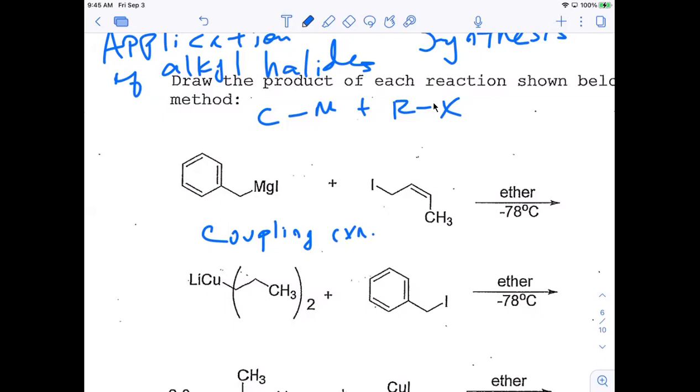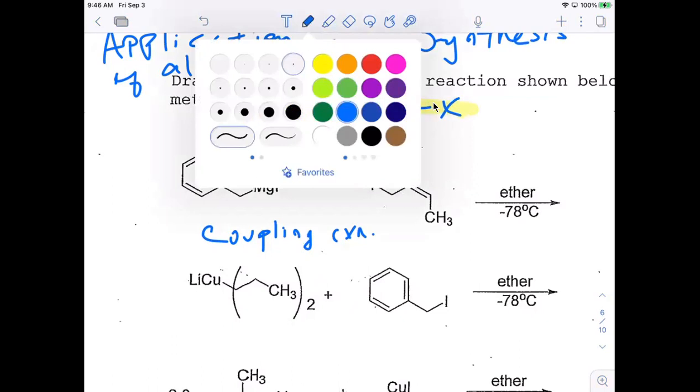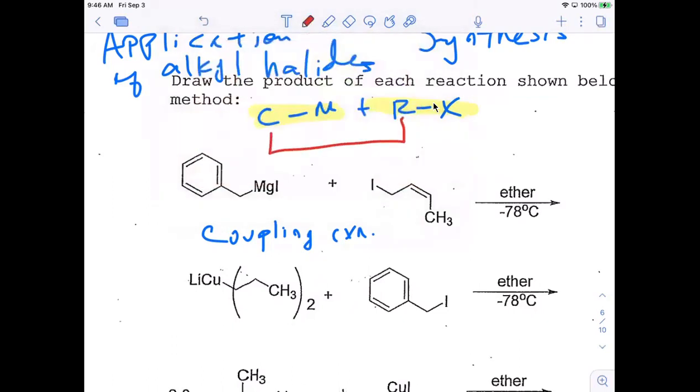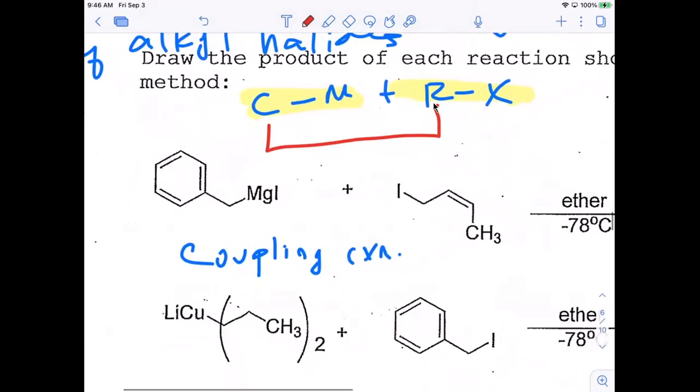So here, the strategy is simple. Find CM, find RX, and you want to put C and R together. All right, this is my goal. I want to make a bond. And R is generic for a carbon or a carbon-containing group, right? So I want to find CM, I want to find RX, and I want to put C and R together. That's my goal. So over here, M is the metal now, don't forget that. M is representative of the metal.